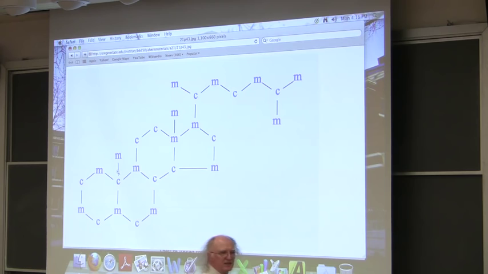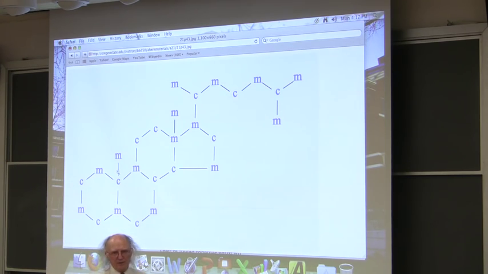Well, let's start with the synthesis of cholesterol first. Interestingly, cholesterol, what is this on the screen? The C and the M and the C and the M and the C and the M, okay? Cholesterol in our body is synthesized completely starting with acetyl-CoA.